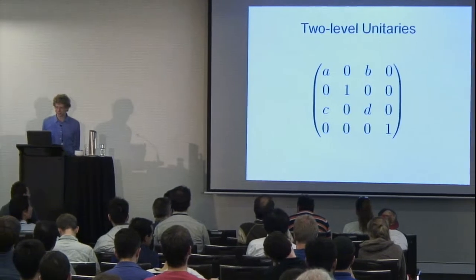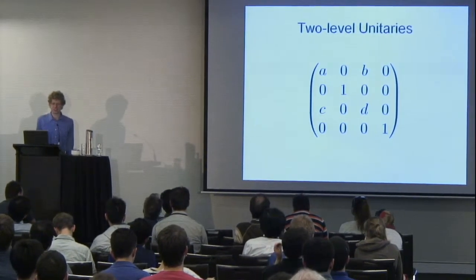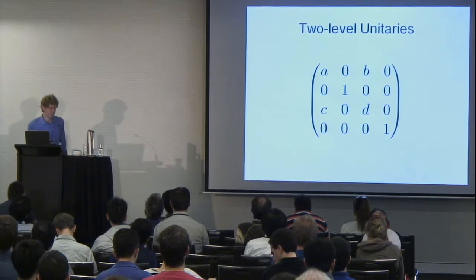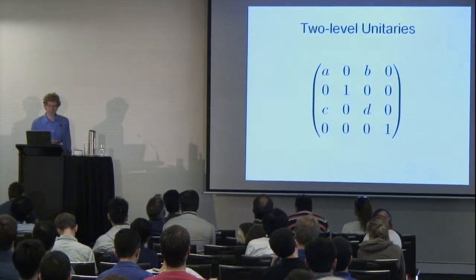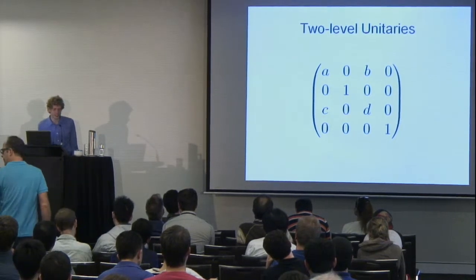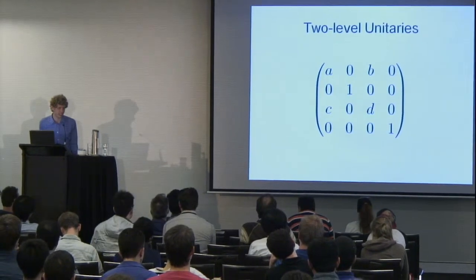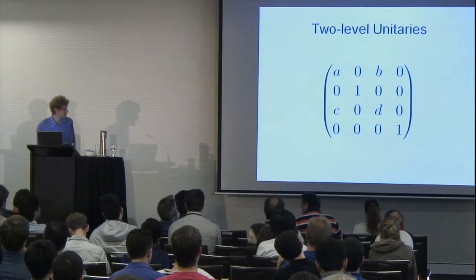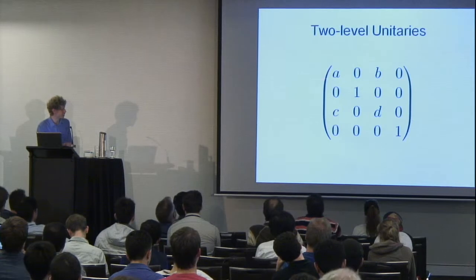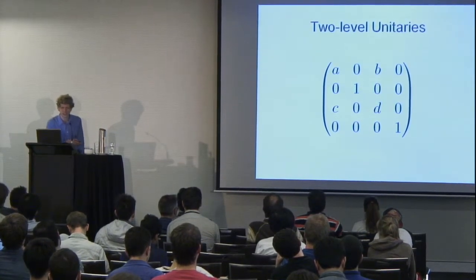Now, our result can be understood as a simple fact about two-level unitaries without making reference to anything about quantum optics. So recall that a two-level unitary is just a unitary matrix which acts non-trivially on two of the indices while acting as the identity on the remaining indices. So for instance, this matrix is a two-level unitary where the matrix A, B, C, D is acting on indices 1 and 3.